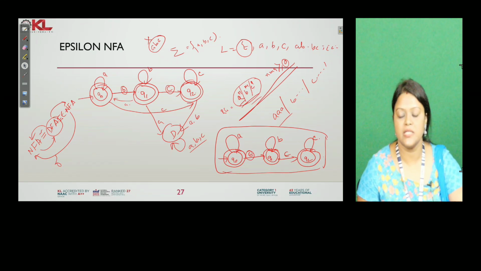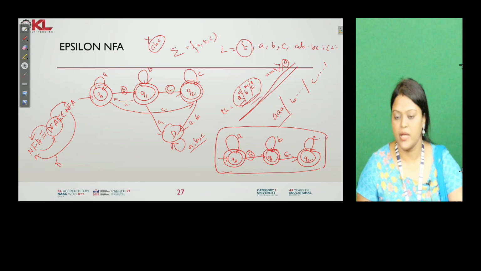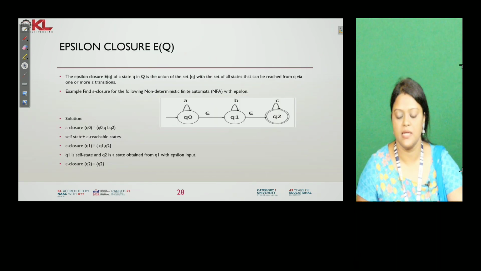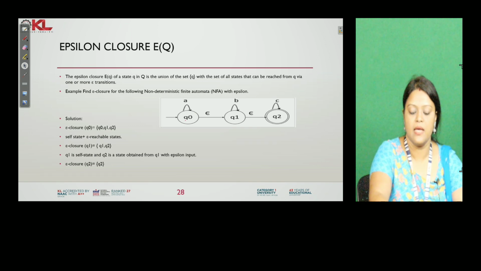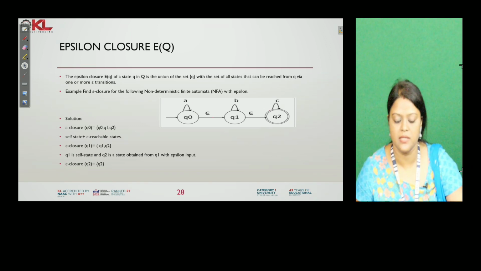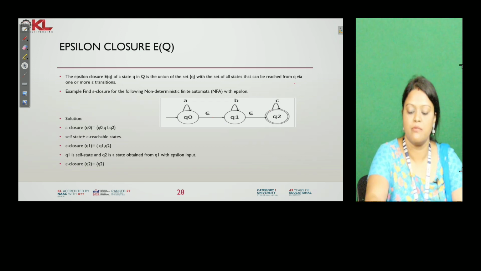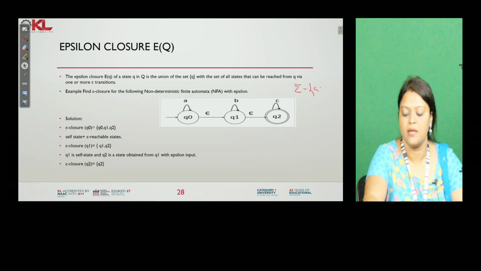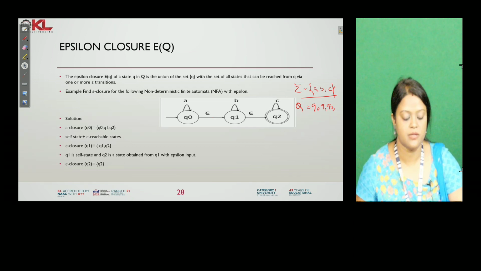Now if we consider the same machine, we can see here this is the same machine, with A, B and C as the input symbols, and we have the states Q = {Q0, Q1, Q2}. This is an NFA with epsilon moves.